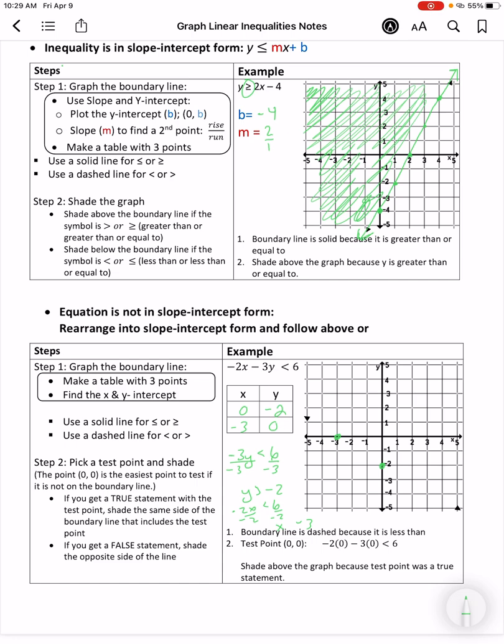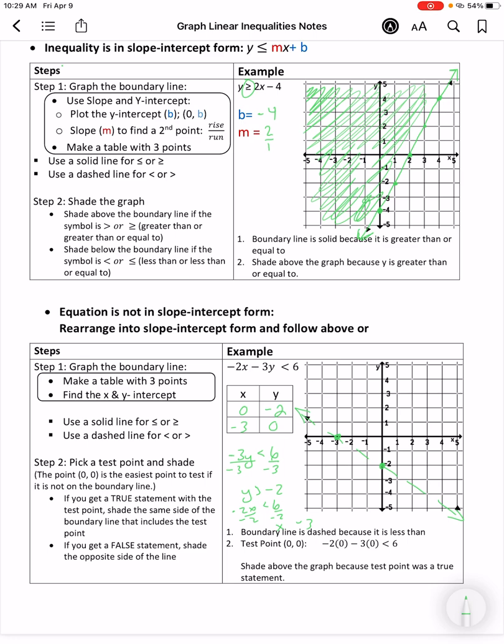All right, from there, I'm going to look at my symbol. It's a less than symbol, so I'm going to create a dotted line that goes through those points. Again, that dotted line is not part of the solution, but it creates a boundary. All right, now what we need to do now is test a point. So again, because the graph doesn't go through 0, 0, I'm going to put that in there. So negative 2 times 0 minus 3 times 0, and see if that's less than 6. I can put that in my calculator, or I can just check it out.